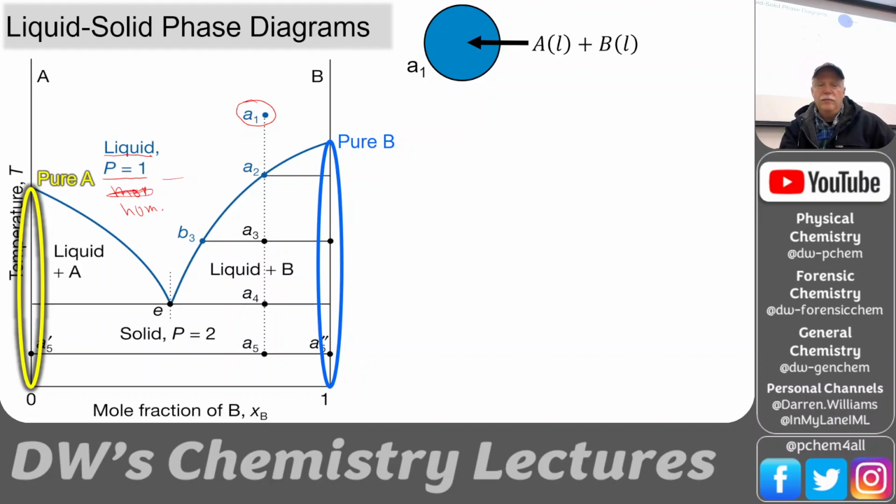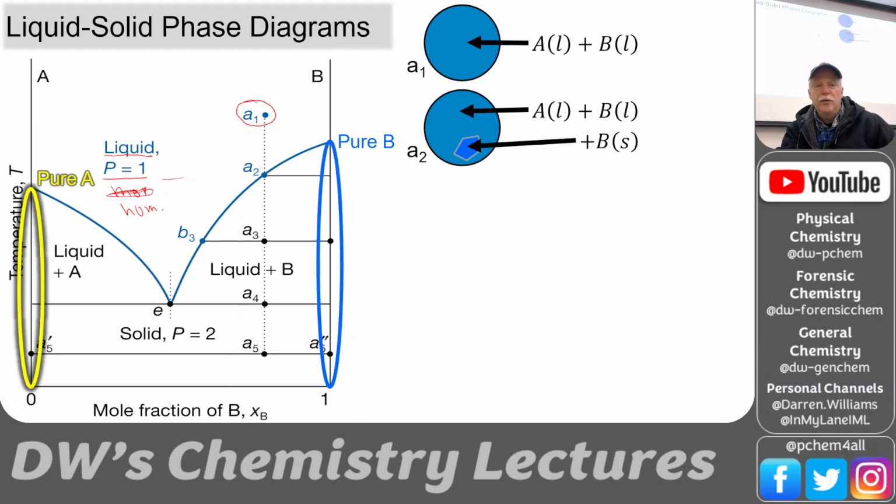So up here at the top, it's not that pure blue color because it's got a little bit of the yellow pure A in it, but it's a mixture of liquid A and liquid B. So if I were to ask you to describe the system at point A1, that's what you would choose, liquid A and liquid B. Does everybody see that it's a liquid homogeneous mixture? Okay. Then we cool it down and we hit point A2.